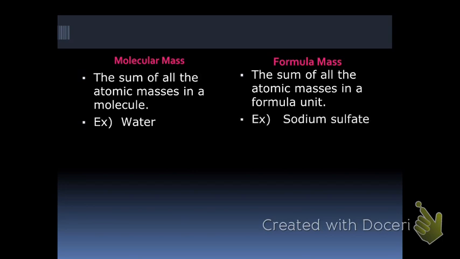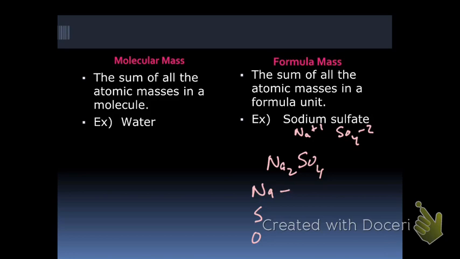Let's write sodium sulfate. Sodium is Na+1, sulfate is SO4 minus 2, so this is Na2SO4. How many sodiums are there? There are 2 sodiums. The first thing I do is write out how many of each element I have. So I have 2 sodiums, 1 sulfur, and 4 oxygens.